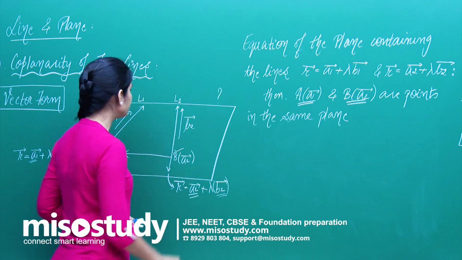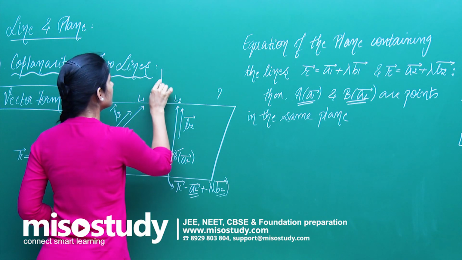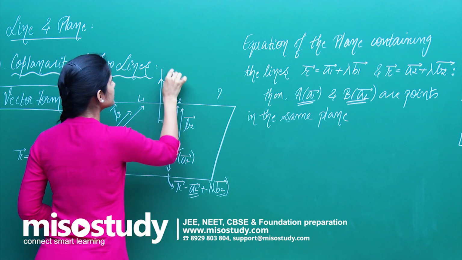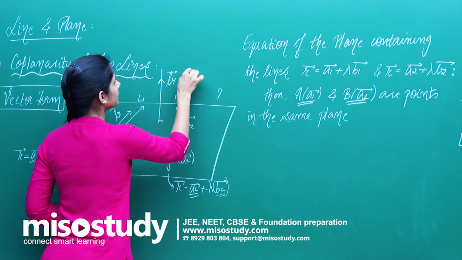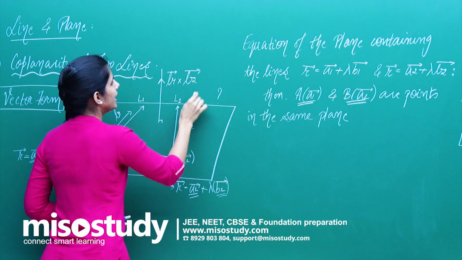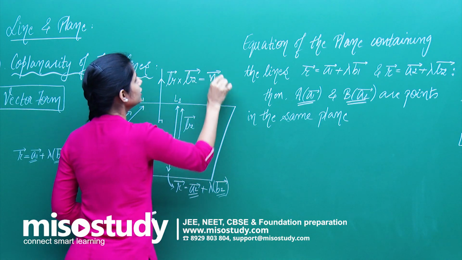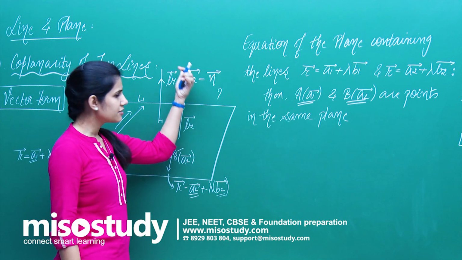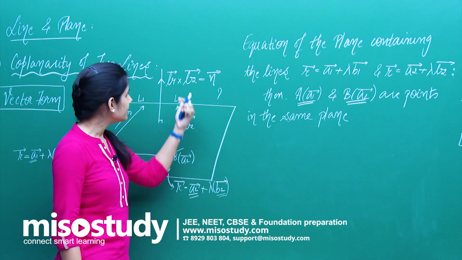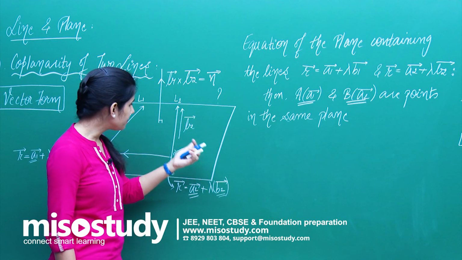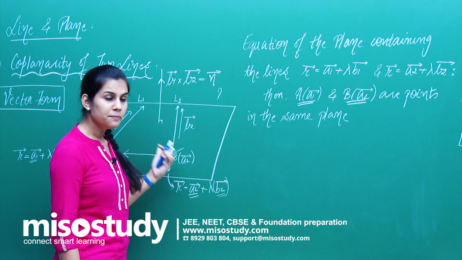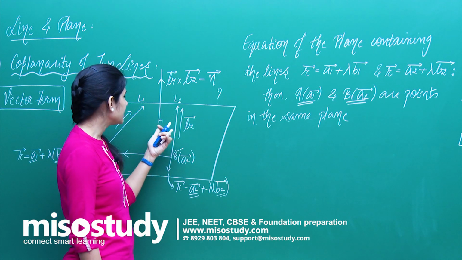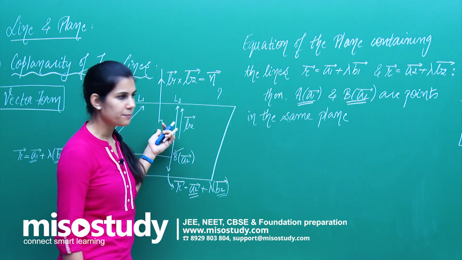So b1 cross b2 happens to be a vector perpendicular to this plane, and I take this vector to be the normal vector of my plane. Obviously, normal vector is a vector perpendicular to the plane. This vector is perpendicular to the plane of b1 and b2, and b1 and b2 both are lying in this plane itself, and therefore this vector is acting as the normal vector to my plane.